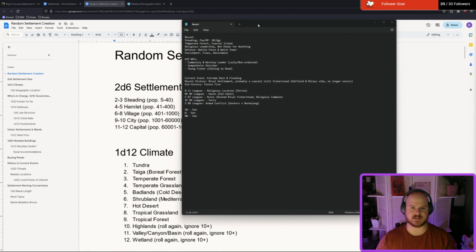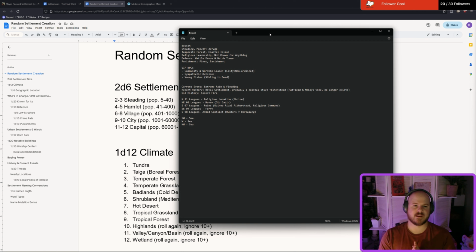Sure. But yeah, this is just a very small settlement that I had created. It's actually a steading itself, named Besset. It's got a population of about 20 people, a buying power of about 2 gold. It's set up in a temperate forest on a coastal island. It has a religious leadership, and it's not known for anything important. It's definitely a tucked out of the way kind of spot, just on a small island, off the coast.